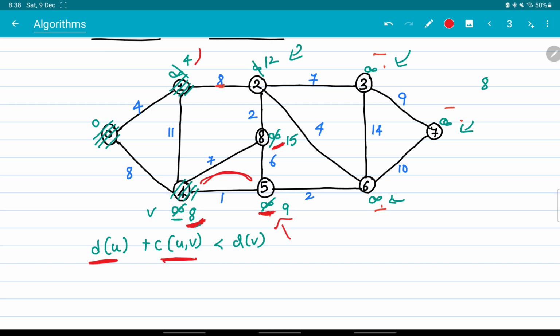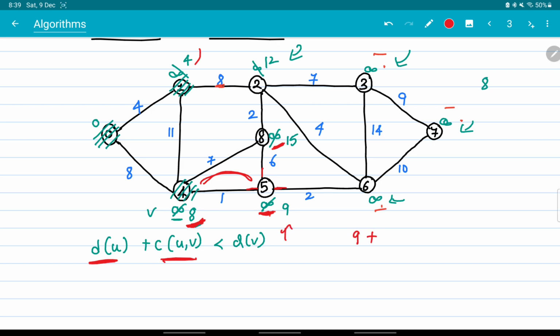Now see all the vertices that are directly attached to 5. 4 is directly attached to 5, but I have to ignore it because it's a visited one. 8 is directly attached to 5 and 6 is directly attached to 5. So now I'll check first 5 to 8 and then 5 to 6. So now let us go a little faster. So what is the distance of 5? Distance of 5 is 9 over here. Okay, distance of 5 is 9.